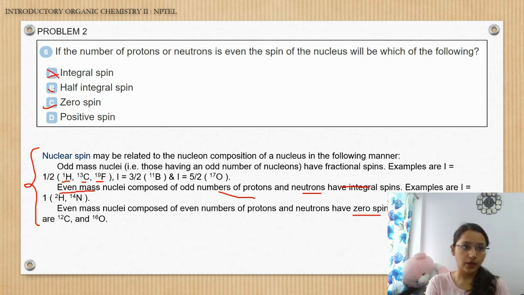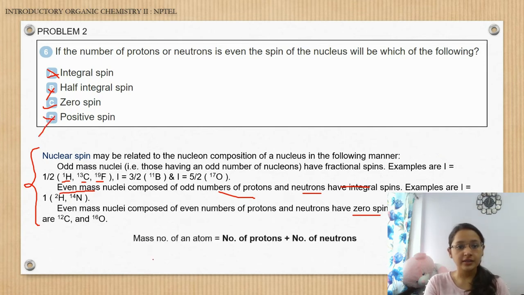So I hope this question is clear. The mass number of an atom is equal to the number of protons plus neutrons. And in this case, we have both an even number of protons and an even number of neutrons present in the system. So the spin of the nucleus should be zero.